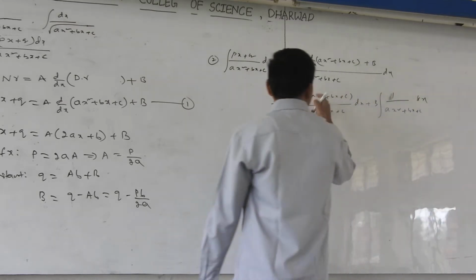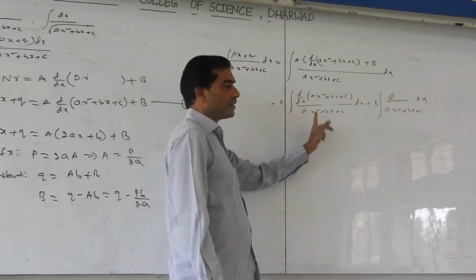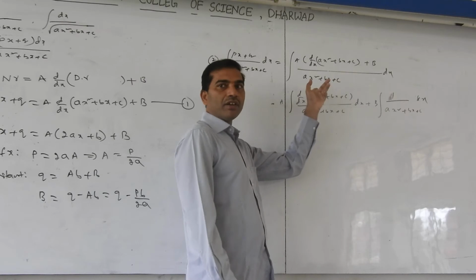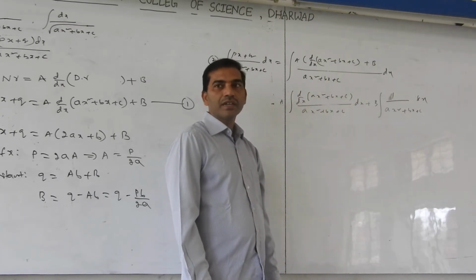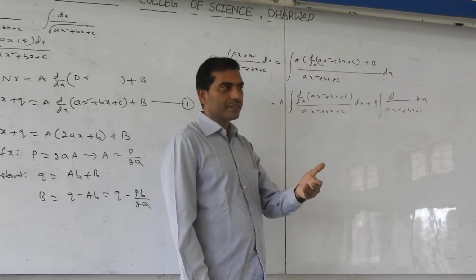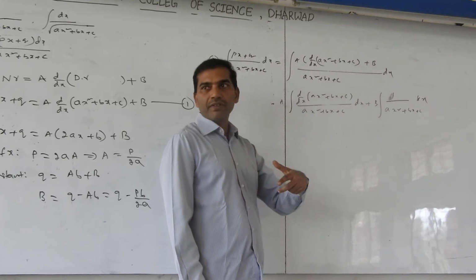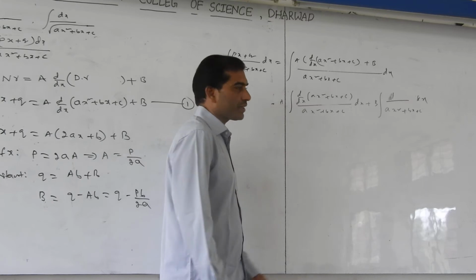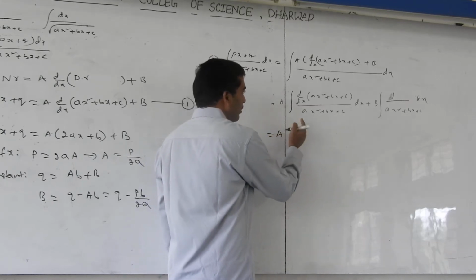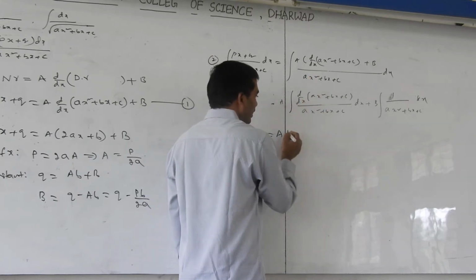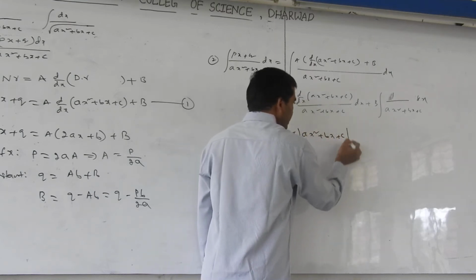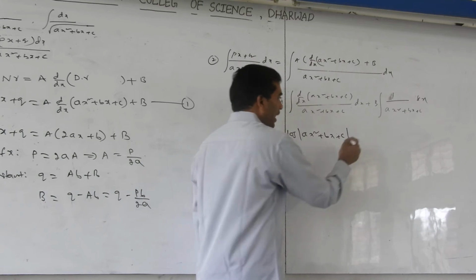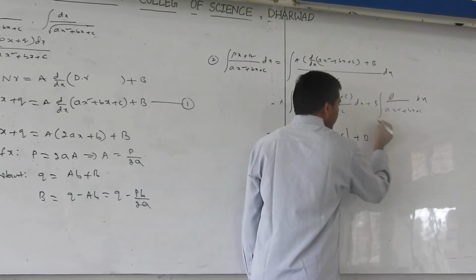This derivative is there. The derivative of the denominator is in the numerator, what is the answer? Log of f of x. Integration of f dash x by f of x is log of f of x. Be careful, the denominator is there, so log of ax square plus bx plus c. Finish this integration, plus B.